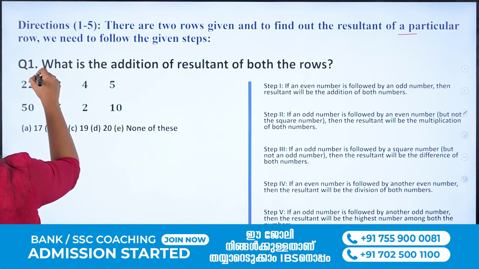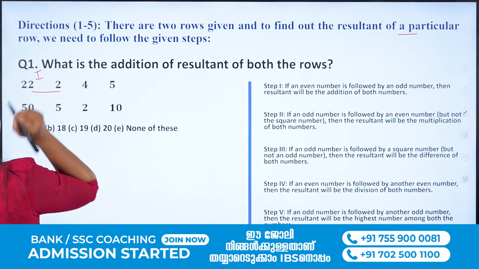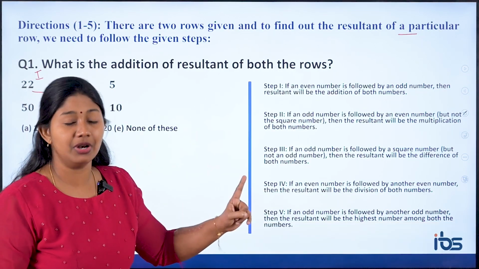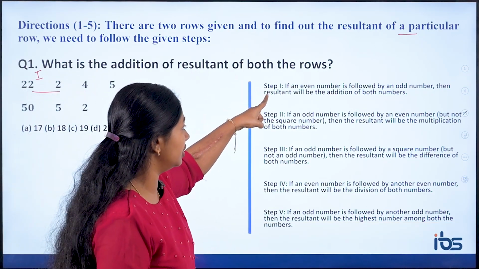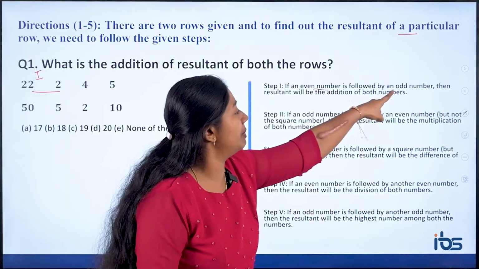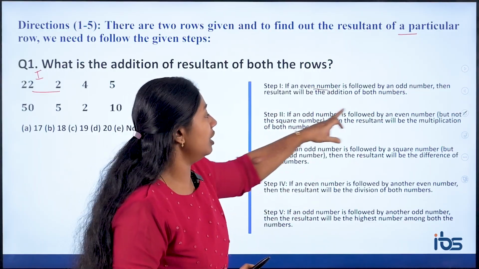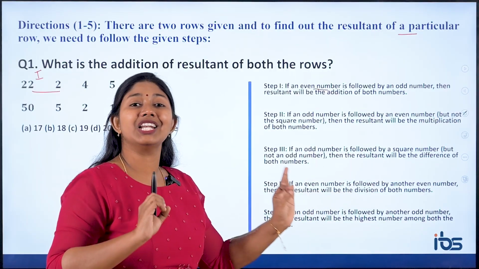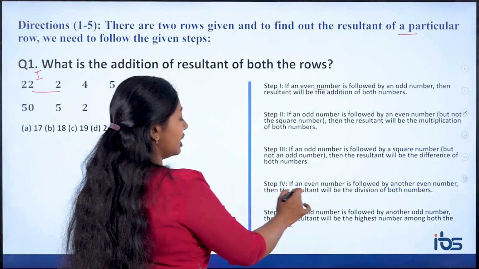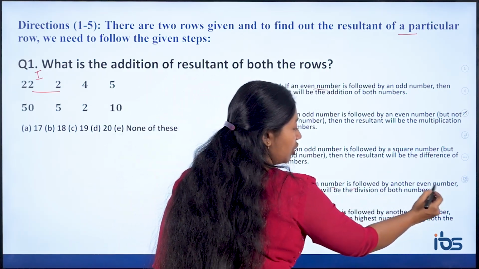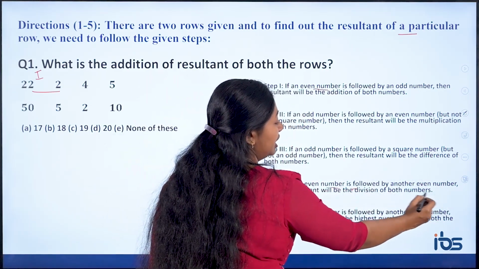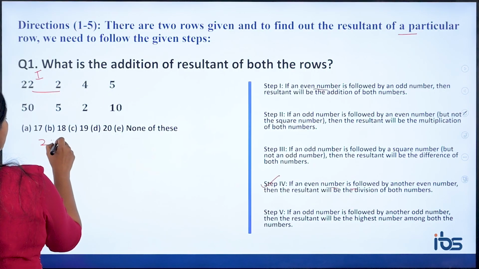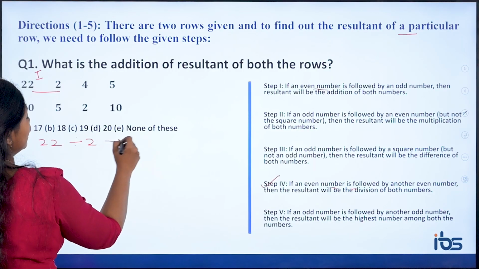First of all, from row 1 you have 22 followed by 2. If you look at it, that is an even number followed by an even number. So look at which step has that condition. First one, even number followed by odd, no need to look at it. Odd, even, no. Odd, square, no. Even, even, yes, that is satisfying our condition. So what is our condition? If an even number is followed by another even number, then the resultant will be the division of both the numbers. So you have to divide 22 by 2, that is 11.